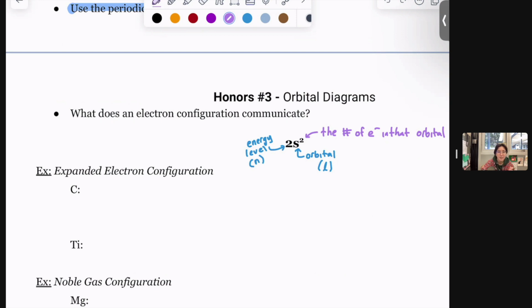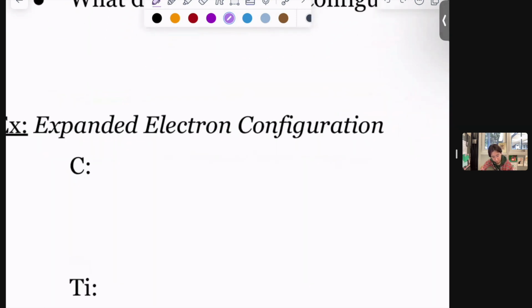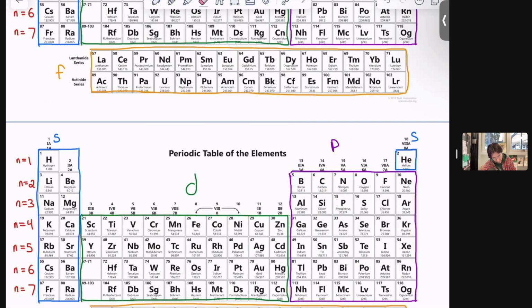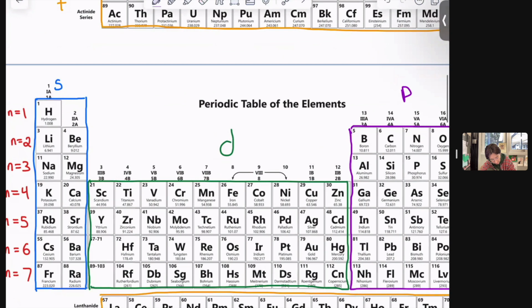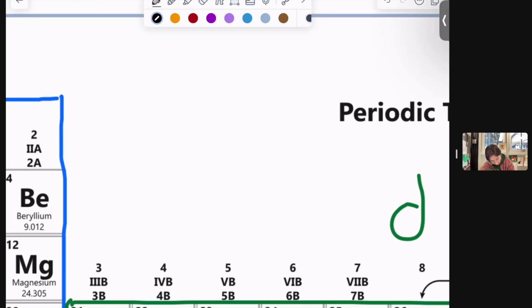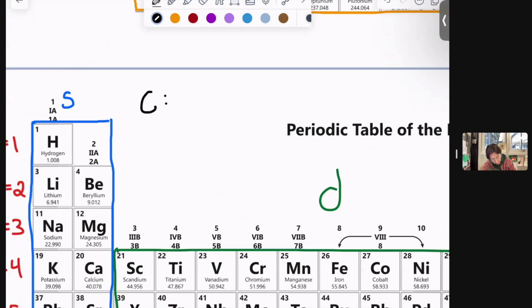So expanded electron configuration. This is how I would represent every single electron in an atom. Okay, so let me talk you through how I would do this, and you can copy it down on your notes. So the goal for this one was to find the electron configuration for carbon.